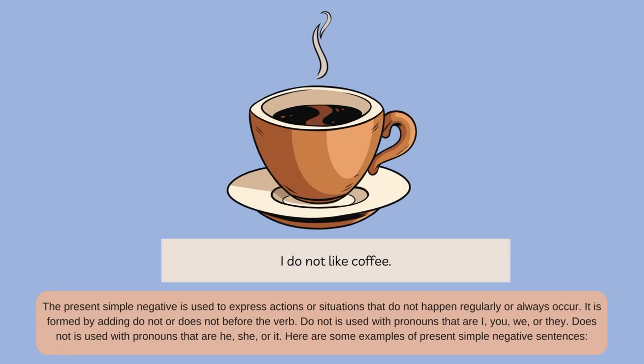The present simple negative is used to express actions or situations that do not happen regularly or do not always occur. It is formed by adding do not or does not before the verb. Do not is used with the pronouns I, you, we, or they. Does not is used with the pronouns he, she, or it. Here are some examples of present simple negative sentences.